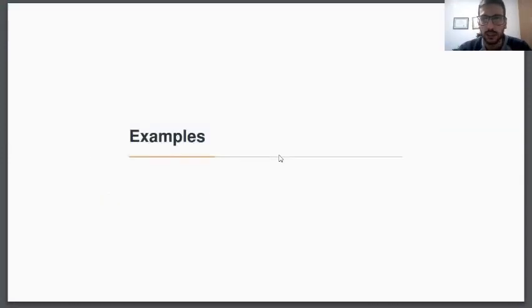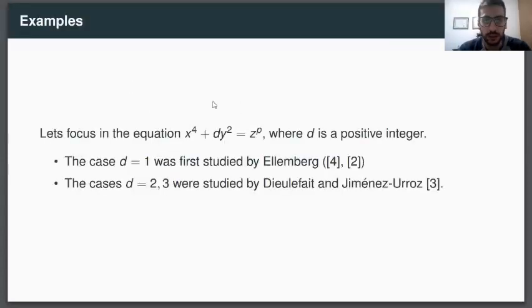So let me show how this works with a specific equation. Let's focus on this equation here: x^4 + d y^2 = z^p, where d is a positive integer. The case d equals 1 was studied by Ellenberg, and the cases d equals 2 or 3 were studied by Dahmen and Jiménez Urroz. And one of the things that we did with Ariel was to study this equation for an arbitrary number d.